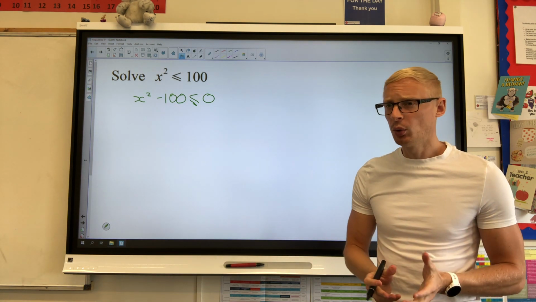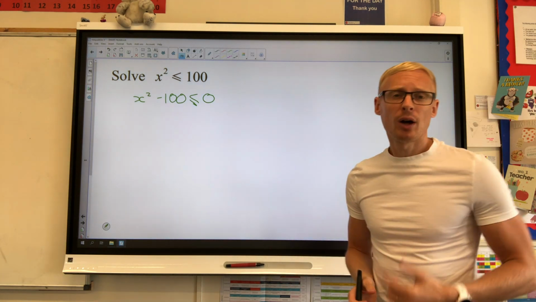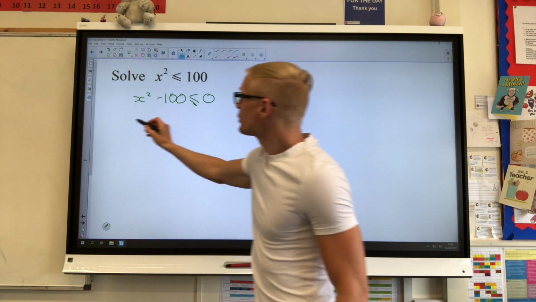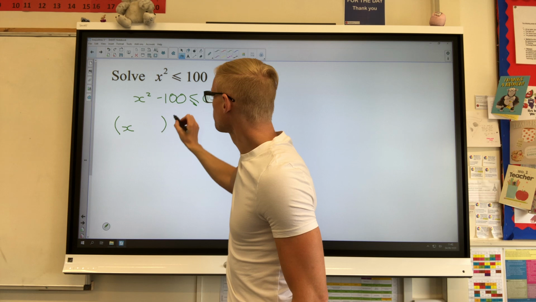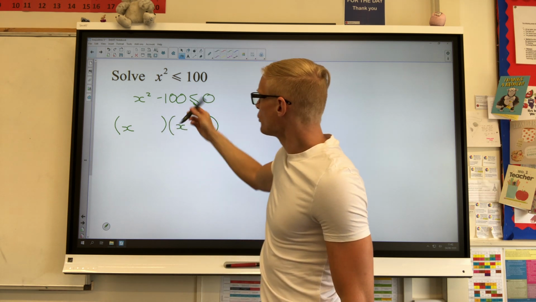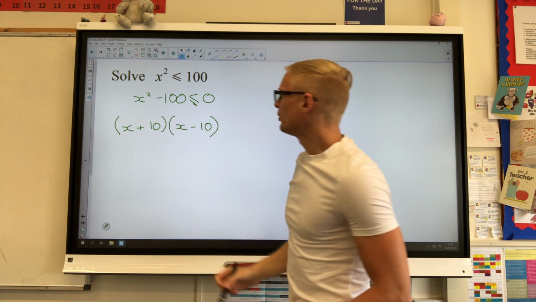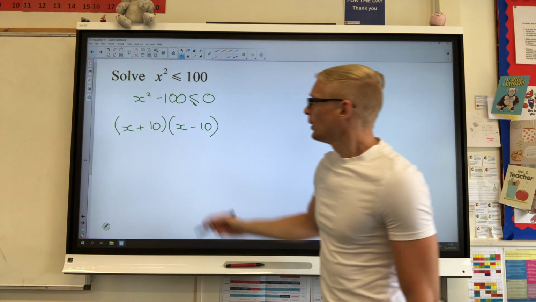If you can't remember that, or if you haven't done that before, just make sure you look that up on Hegarty Maths, factorising using difference of two squares. We're looking to square root the x squared, square root the 100, and then you have one plus and one minus in your brackets there. That's difference of two squares.